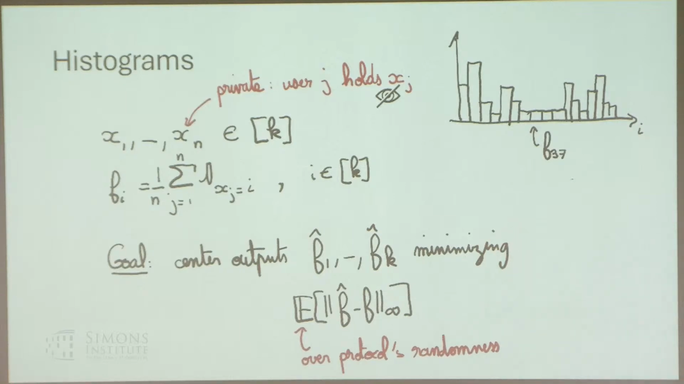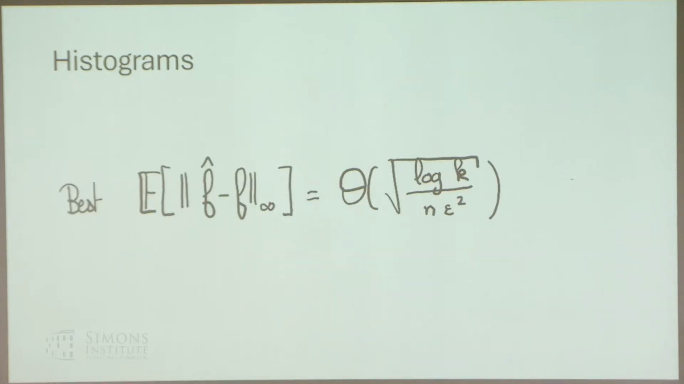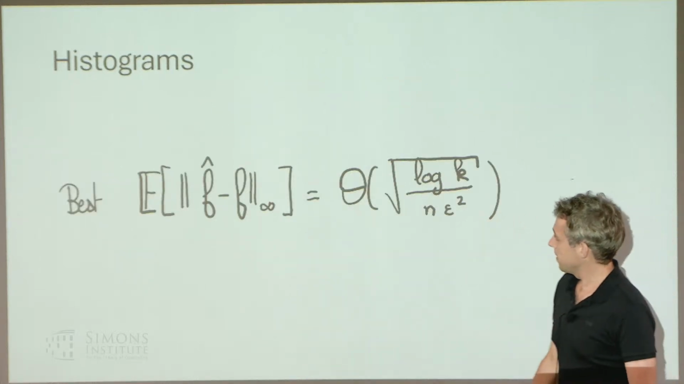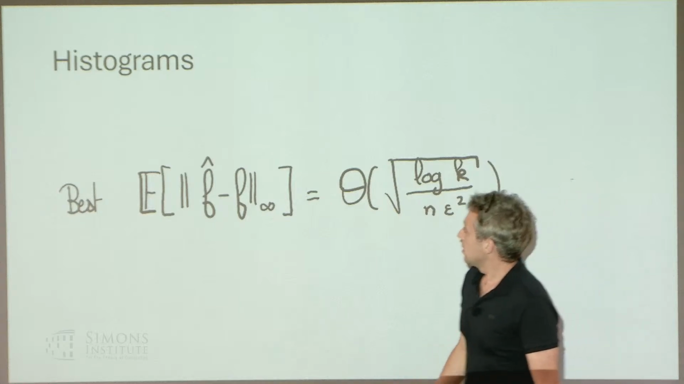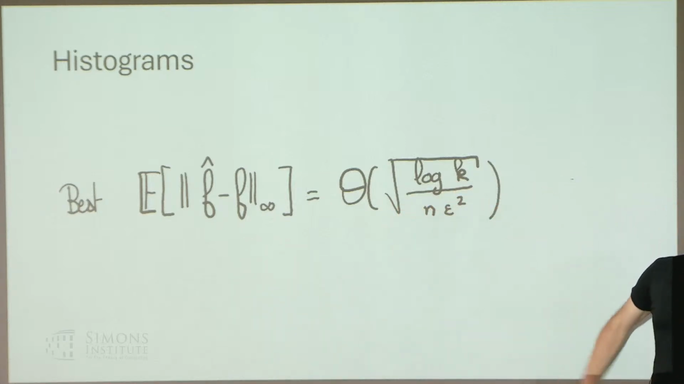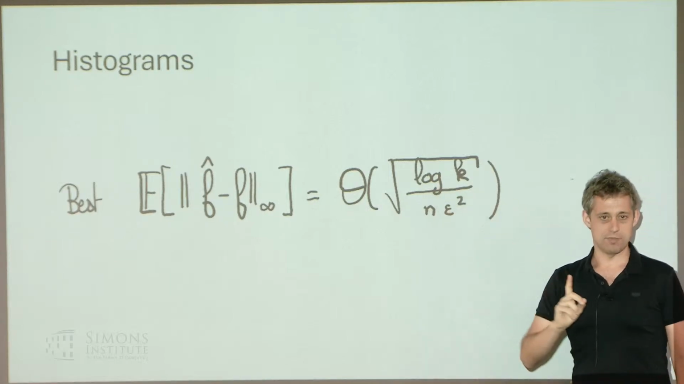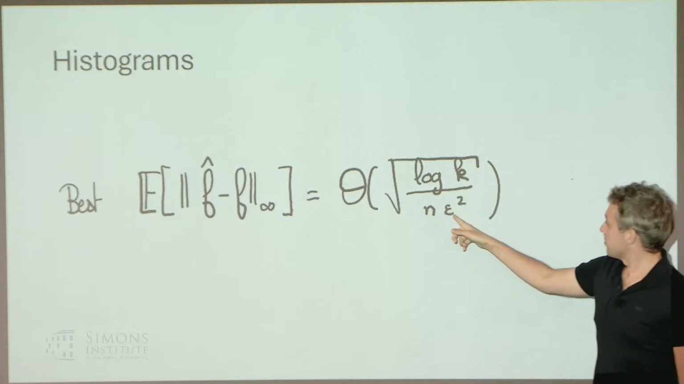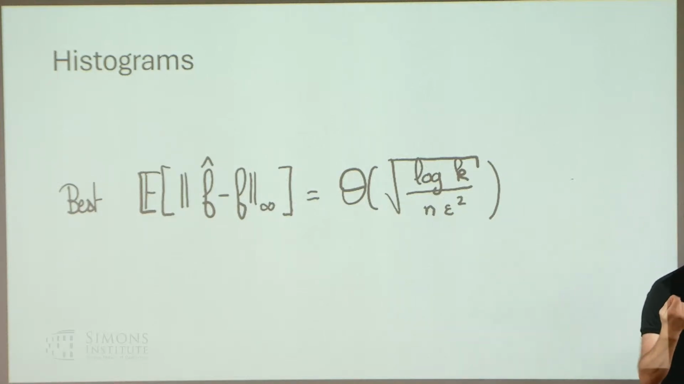So that's histograms. It has been studied extensively. We know the answer. Here's the optimal bound up to constant factors. The best achievable error is theta of square root of log k over n epsilon squared. The dependence on the domain size is actually sublinear, so that fits really well. The dependence on the privacy parameter is epsilon squared. So you can check that when epsilon is equal to 0, you learn nothing.